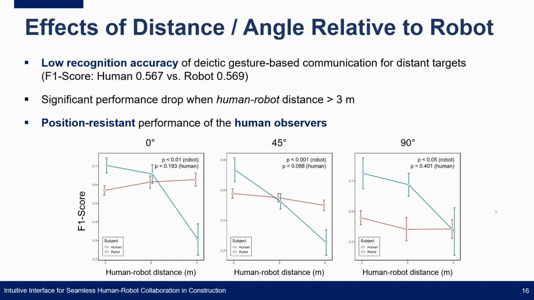Next, we manipulated the location of the observers by changing the distance between the observers and the pointer, and the angles from the pointer. It's interesting to note that the average recognition accuracy was almost the same for both humans and robots, with 56.7% for humans and 56.9% for robots. However, there are significant differences in terms of their standard deviations.